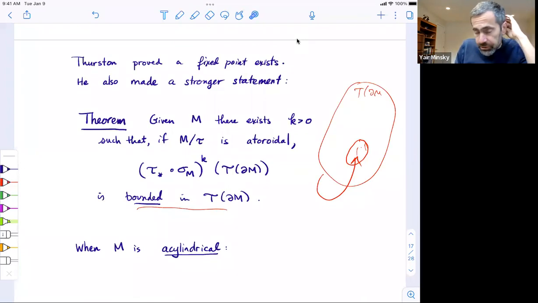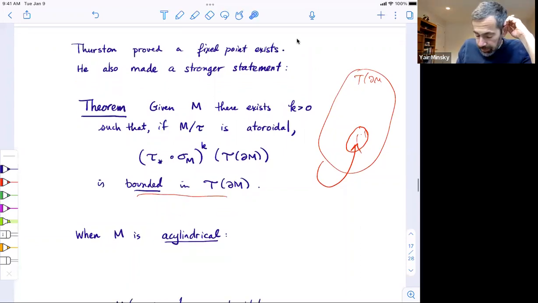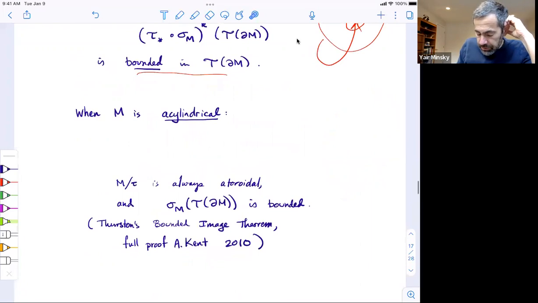I'm interested in this theorem, so I want to prove it. That's what we're talking about. Now I should say, when M is acylindrical, our third category, then this whole thing becomes more manageable. In that case, first of all, the topology is easier. M mod tau is always atoroidal because it's exactly the picture I drew before. If M is acylindrical, there are no annuli to work with and nothing to match up to get a torus.